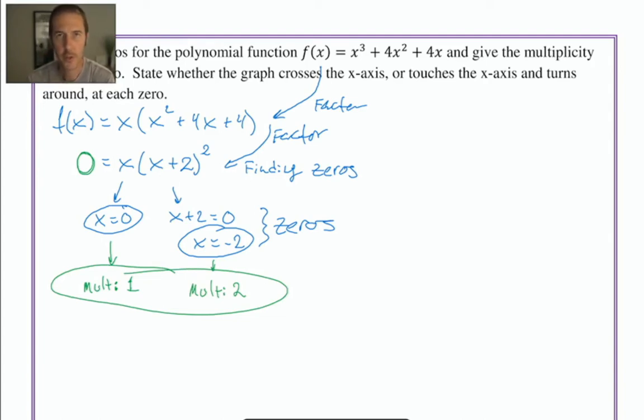Now the first zero, x equals 0, has a multiplicity of 1. So what's going to happen at the x-axis where x equals 0? It's an x-intercept, but are we going to cross the x-axis there or just touch and turn around? Because it's an odd multiplicity, our graph will cross the x-axis where x equals 0.